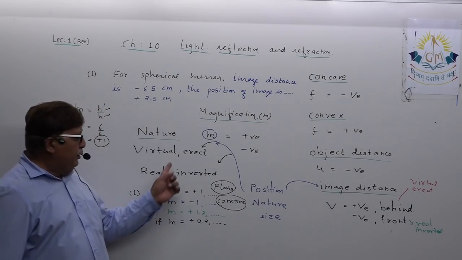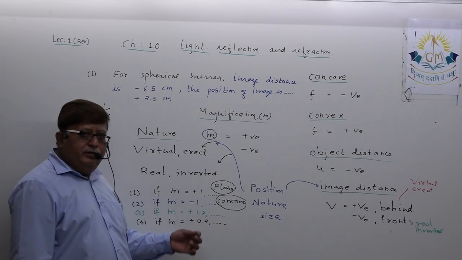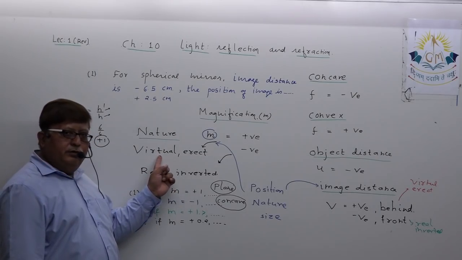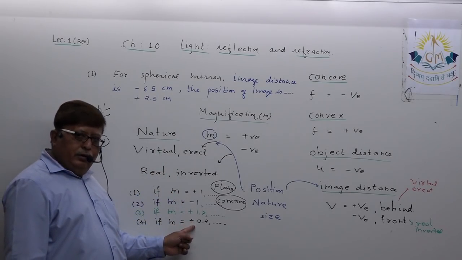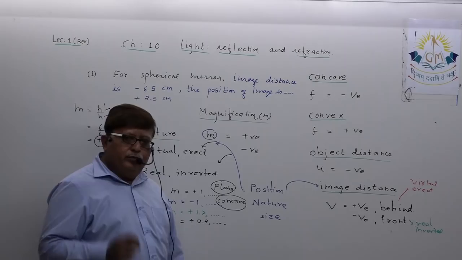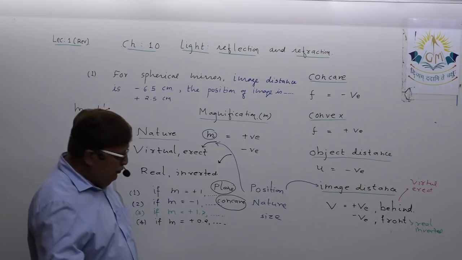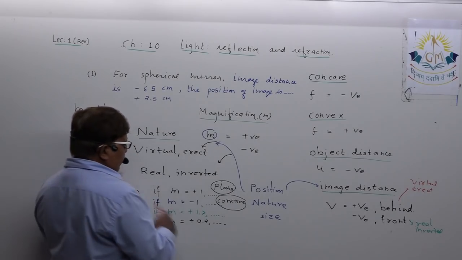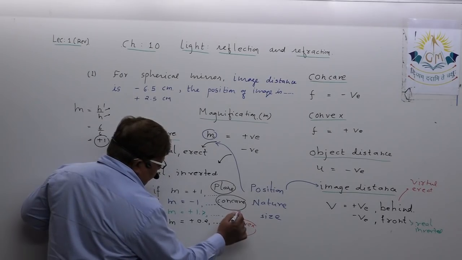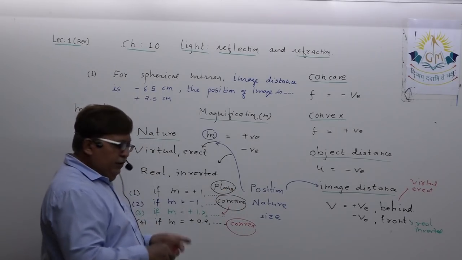So can you guess the type of the image, nature and size of the image, and the mirror which can produce this image? It is virtual, erect and smaller. Can you guess the mirror which produces a virtual, erect and smaller image? Obviously, dear student, convex mirror. This way you need to remember. Is it clear in your mind?